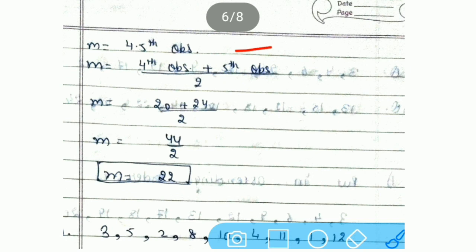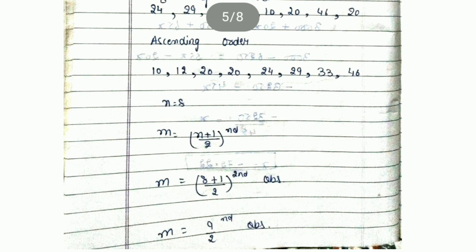Now what is 4.5th observation? That is not exact 4th observation, not exact 5th observation. तो यहाँ पे दोनों के बीच का वैल्यू आया है, तो हमें यहाँ पे क्या करना है? That is 4th observation plus 5th observation divided by 2. Now in our question we have to check what is our 4th observation, what is our 5th observation. So see, 1, 2, 3, 4. This is our 4th observation, this is our 5th observation.